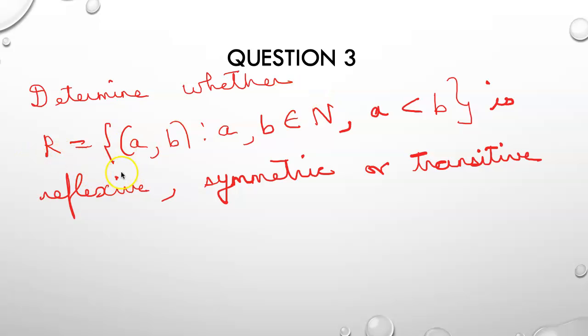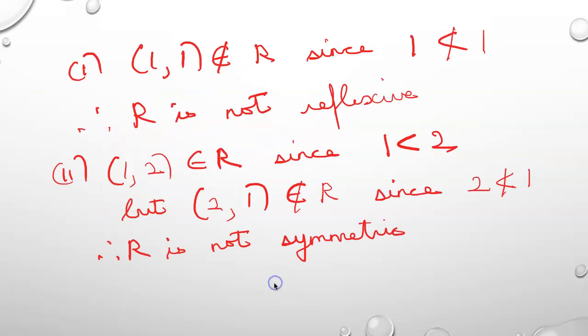Determine whether R, which is the set of all elements (a, b), where a, b belong to natural numbers and a is less than b, is reflexive, symmetric or transitive. Now (1, 1) does not belong to R because 1 is not less than 1. So R is not reflexive. Again, we have taken an example to show it is not reflexive.